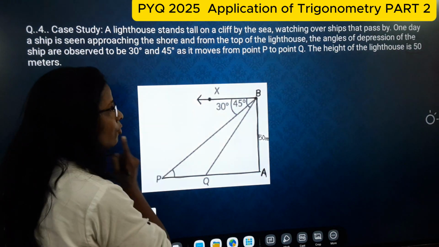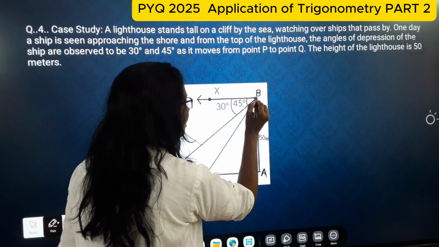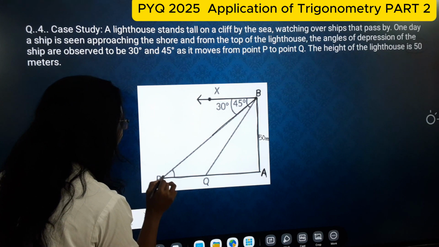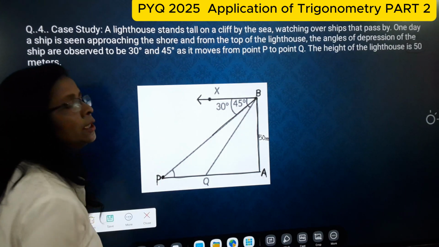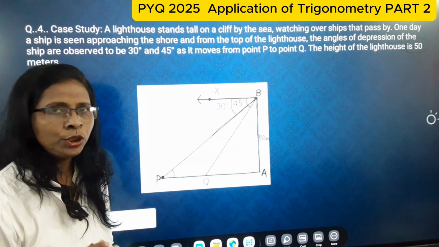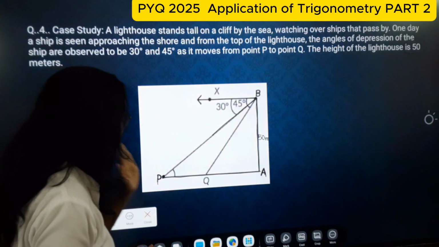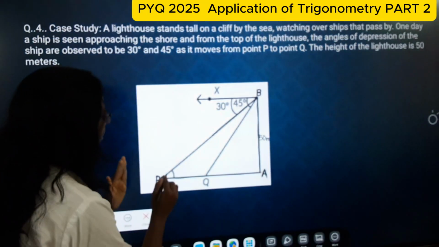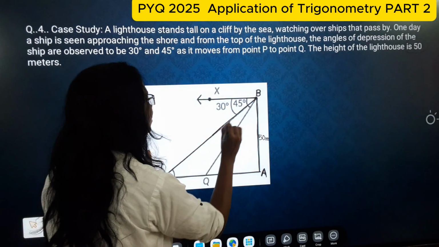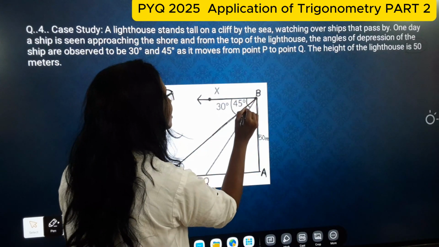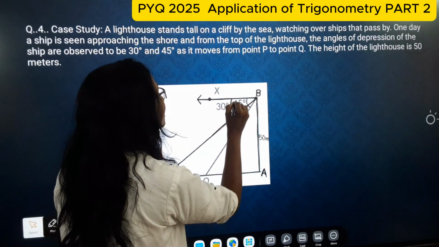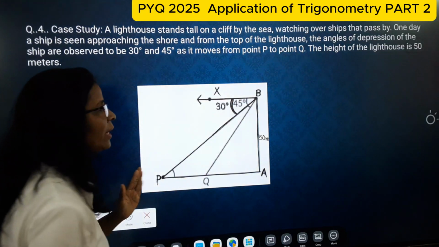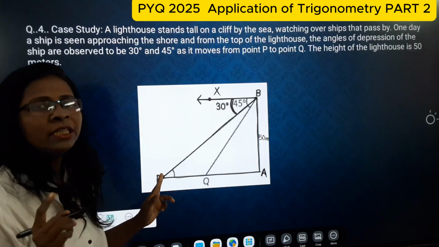Now the angle of depression: suppose the ship is at position P, coming from position P. When the ship is at position P, the angle of depression, please see, my students, will be 30°. The angle of depression XBP will be 30°.